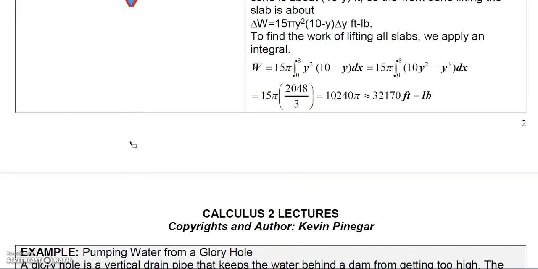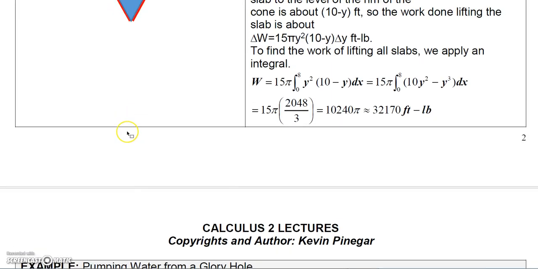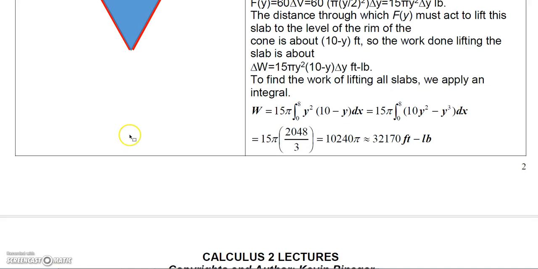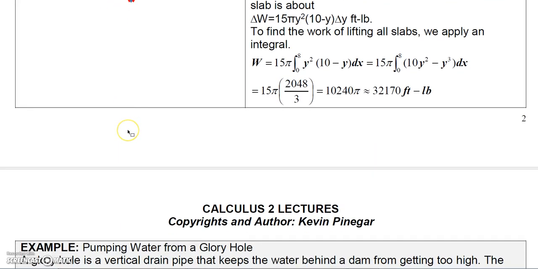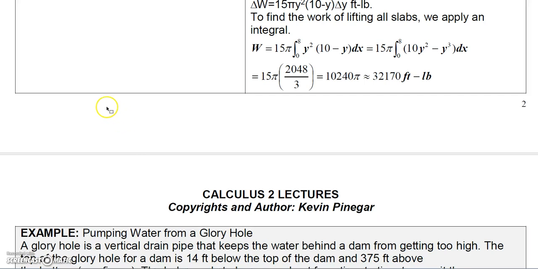Okay, I'm going to finish this section in another video where I'm going to do a special application, which is pumping water from what's called a glory hole. So I know you can't wait to see what that is.